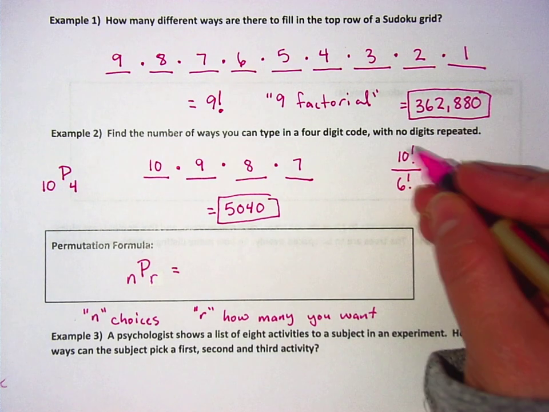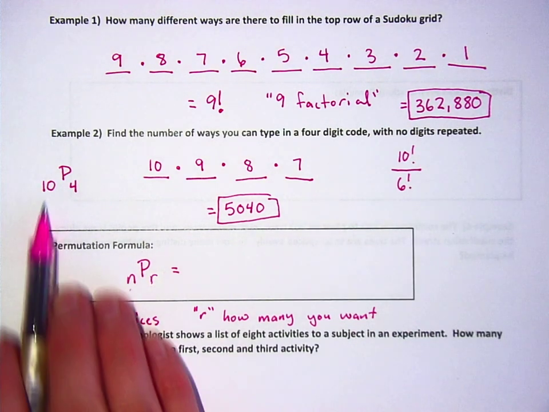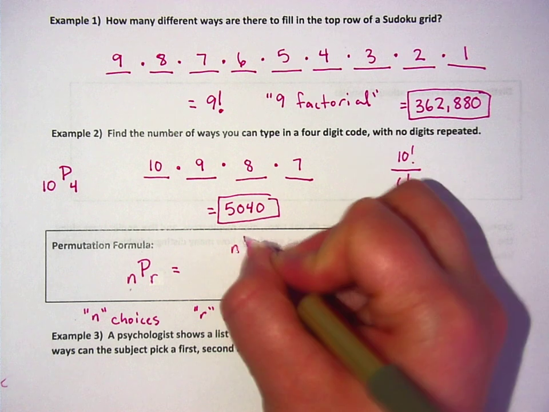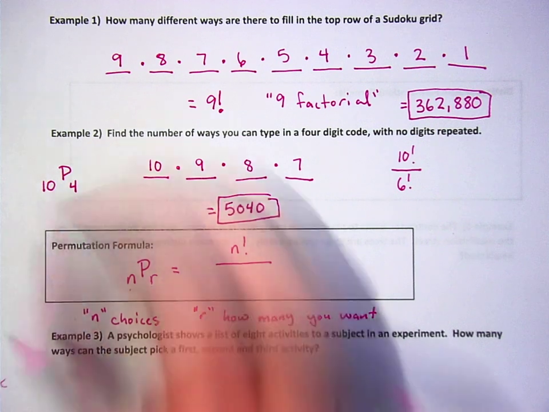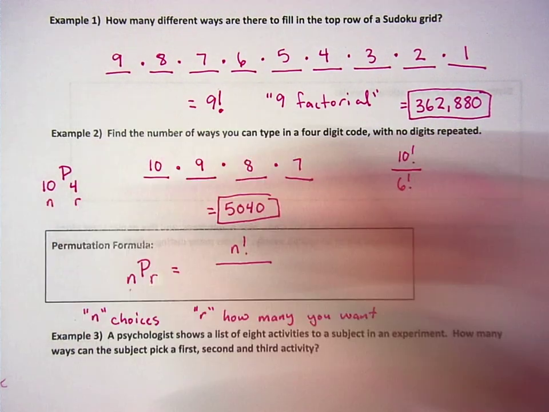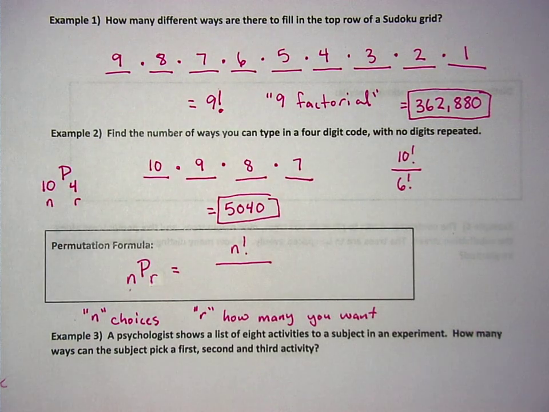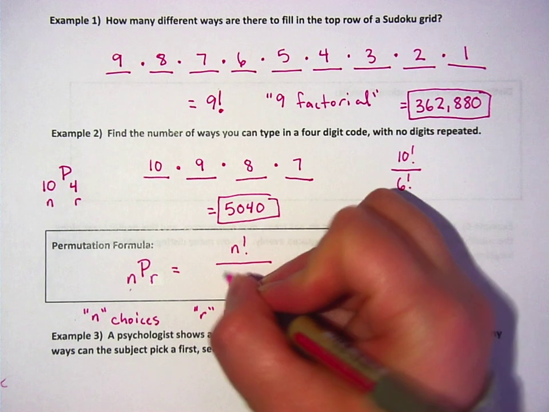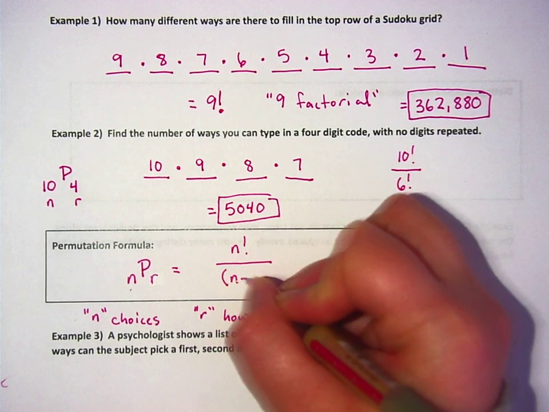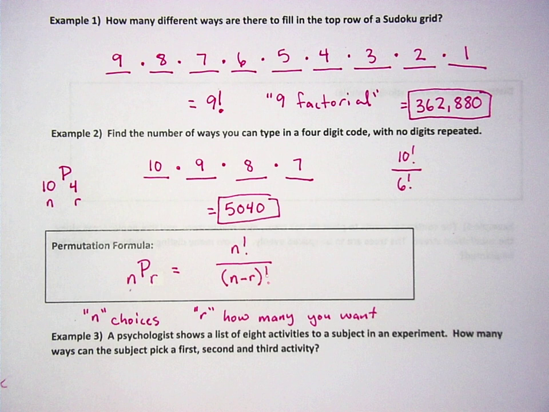And then the formula, so n is the first one, so I'm going to write n factorial on top. On the bottom, anybody think of this? How do you go from, if this is n and this is r, how do I get to 6? So I'm going to write in parentheses n minus r factorial.